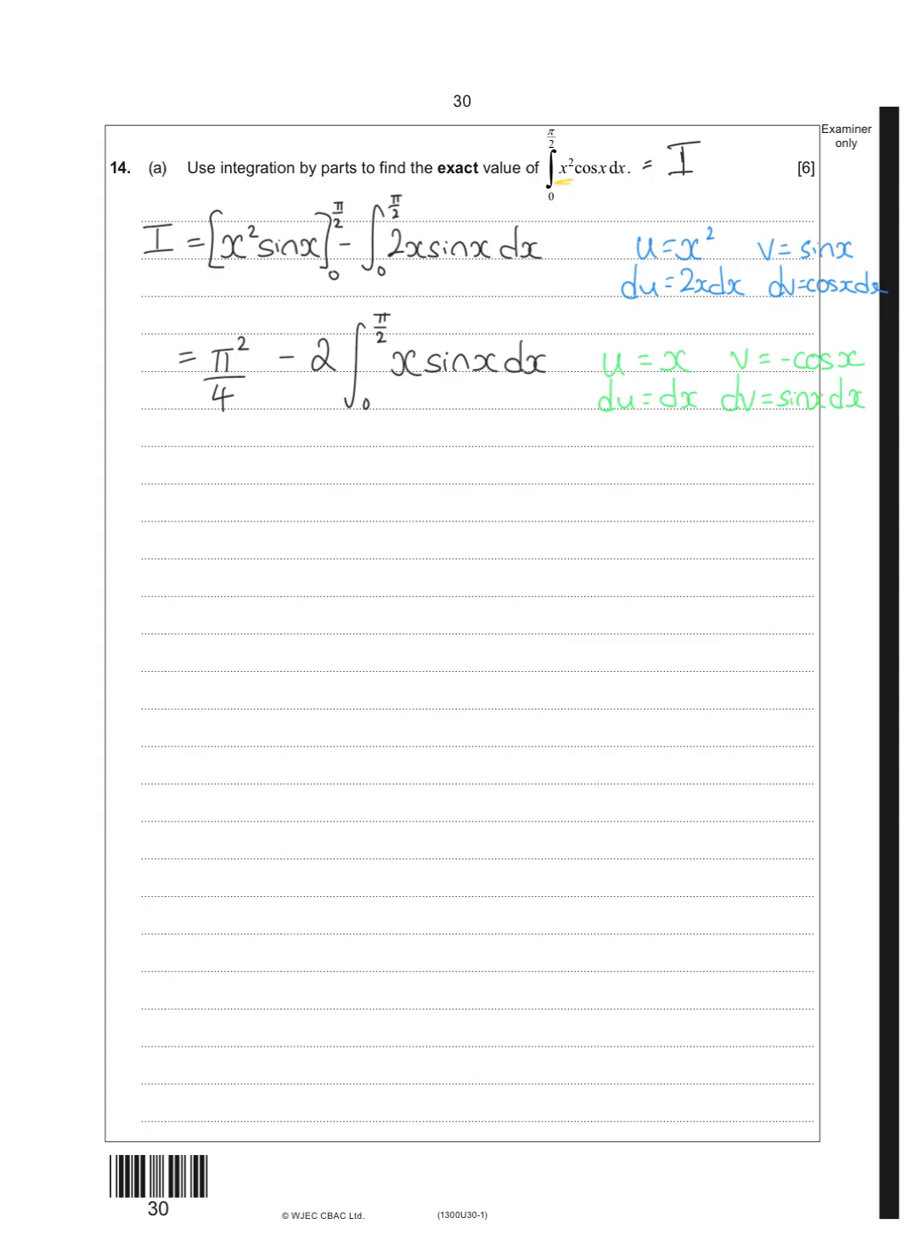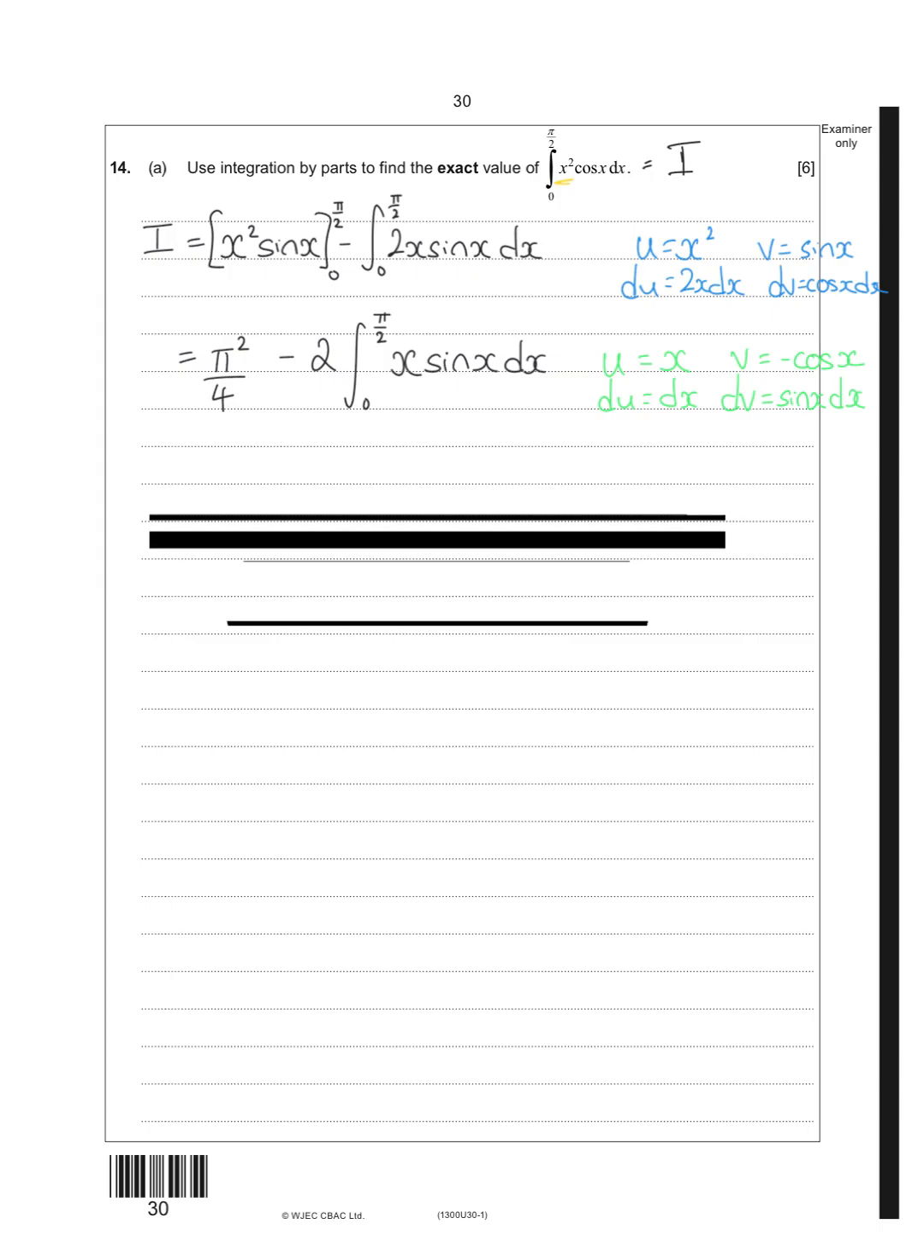Pi squared over 4 plus 2 lots of x cos x between 0 and pi by 2. Hopefully everybody noticed that I absorbed this minus into this one to make that plus there. And then finally, I've got minus 2 lots of the integral between 0 and pi by 2 of cos x dx. And we're finally now at a point where we can evaluate that integral straight off.